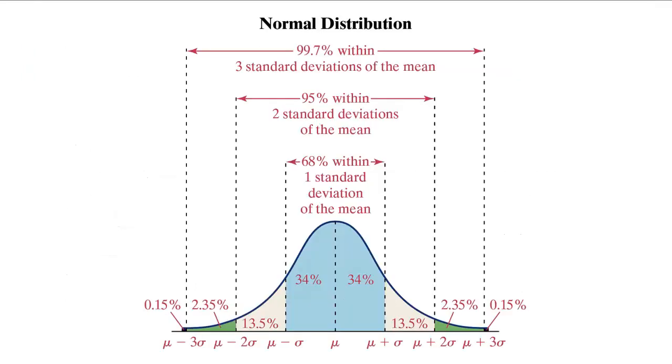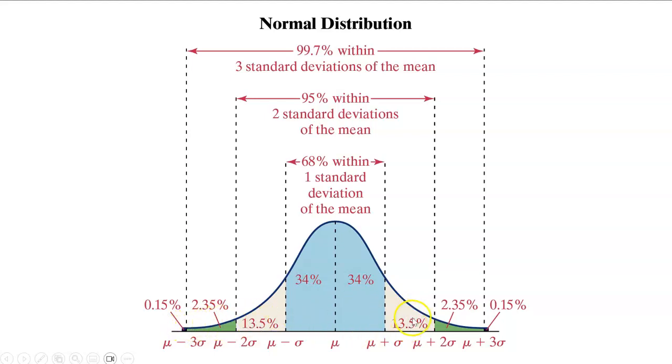So here is another picture of the normal distribution. Again, showing the empirical rule. So here's your mean. Within 1 standard deviation of the mean, 68% of your data lies. That's 34 on one side and 34 on the other, because when you add those together, you get 68. Within 2 standard deviations of the mean, you have 95% of your data. That's this 13.5 plus this 34 plus this 34 plus this 13.5.